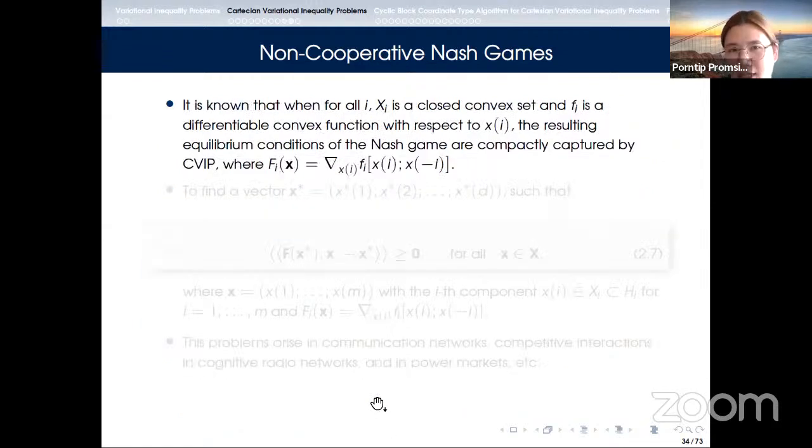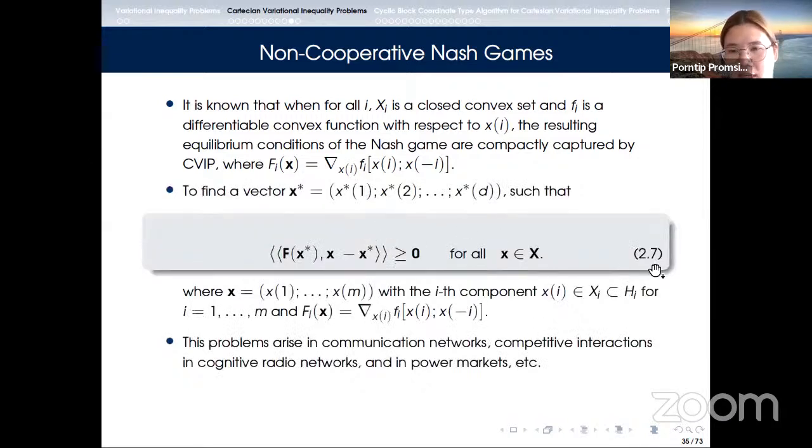So it is well known that when, for all i, the set Xi is closed and convex, and the function fi is a differentiable convex function with respect to each xi, then the resulting equilibrium conditions of the Nash game are completely captured by the Cartesian variational inequality problem, where the operator Fi(x) is the gradient of fi with respect to xi. That means we solve the Cartesian variational inequality 2.7, where Fi is defined by this one.